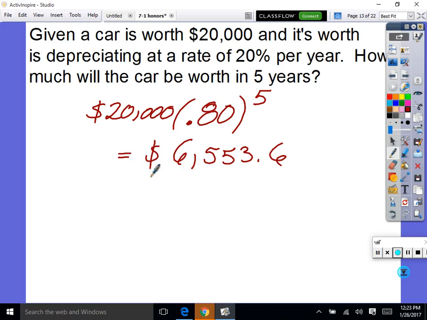$6,553.6. Yeah, that's how much it's worth. So that's not very much money. You're losing a lot of money on that part.